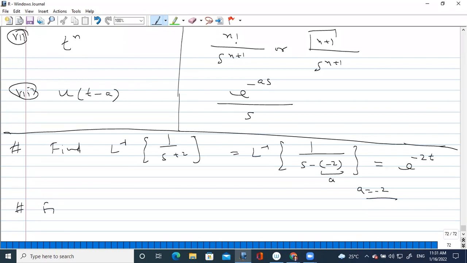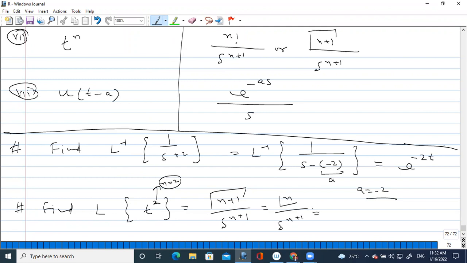Similarly, one more question. These are basic questions. Find Laplace inverse of t to the power 2. Now here n is equal to 2. Sorry, this is for Laplace. N is equal to 2. So what I told you, the formula gamma n plus 1 by s to the power n plus 1, or you can say it is factorial n divided by s to the power n plus 1. So factorial n is 2 only. Then s to the power n plus 1 means 3. So 2 by s cube will be the answer.